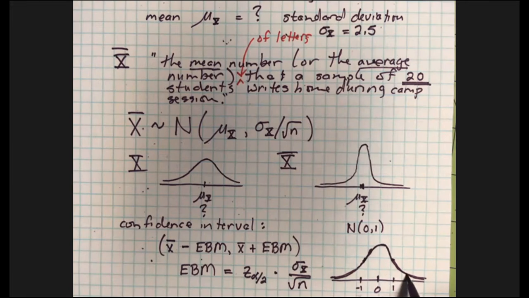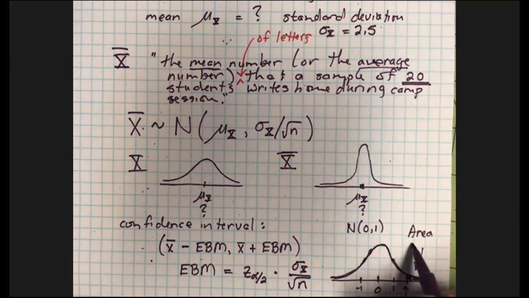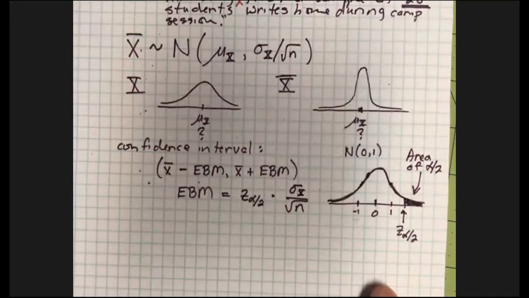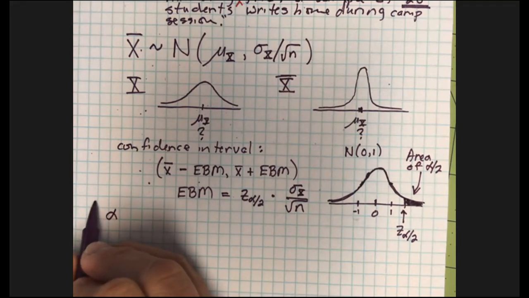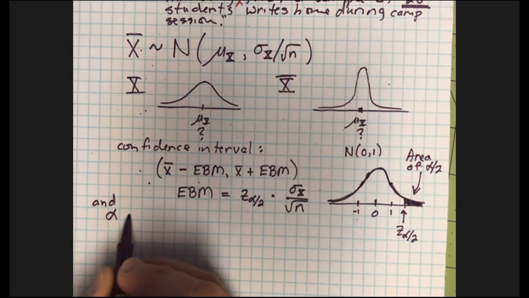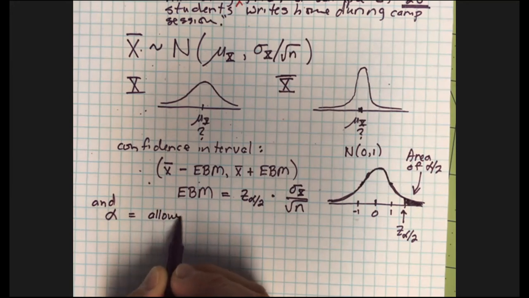Z alpha is the number on this line, the z value. Z alpha over 2 is the number where I have an area of alpha over 2 to the right under that curve. I'm going to calculate this with a calculator in just a second, but your question is, what is the alpha? So the alpha is the error that I'm going to allow. We call it the allowed error.